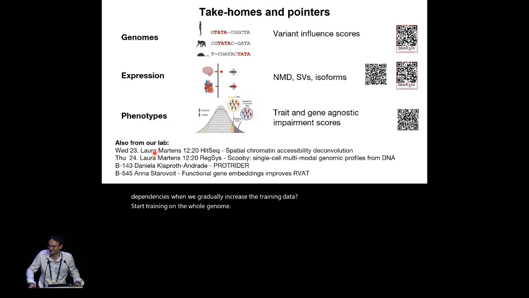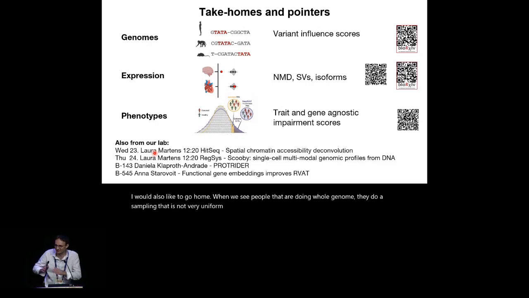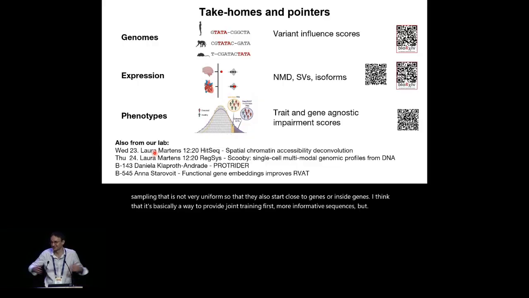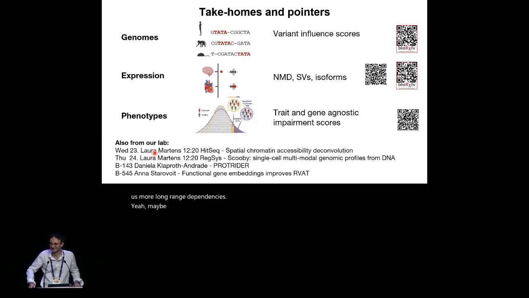I would also like to go whole genome. When we see people that are doing whole genome, they do a sampling that is not very uniform, so that they also start close to genes or inside genes. I think it's basically a way to provide, during training, more informative sequences first. But ideally, hopefully, we'll get a big model that has seen everything, and that hopefully also will give us more long-range dependencies. Yeah. Maybe I'm dreaming.